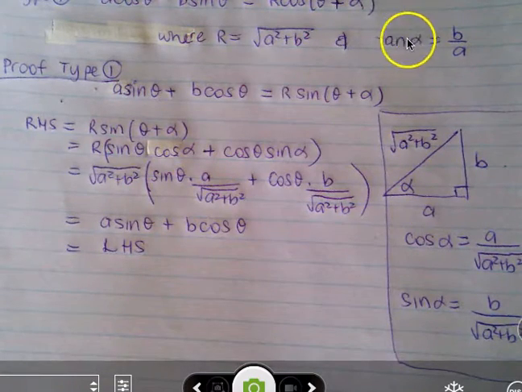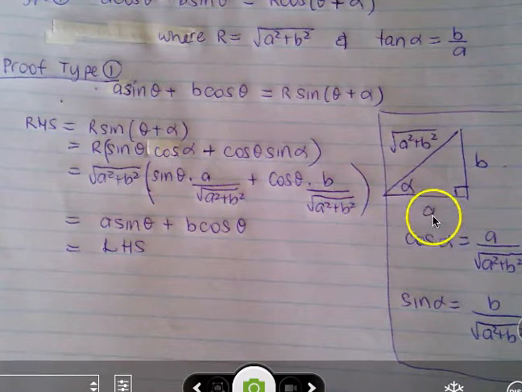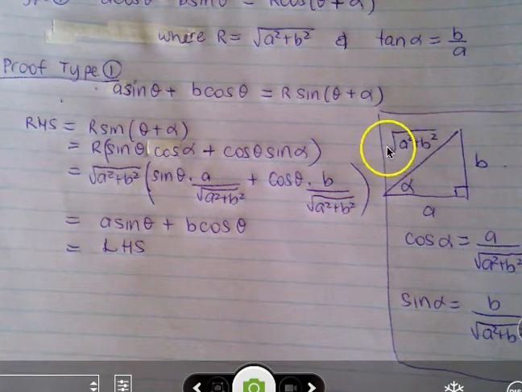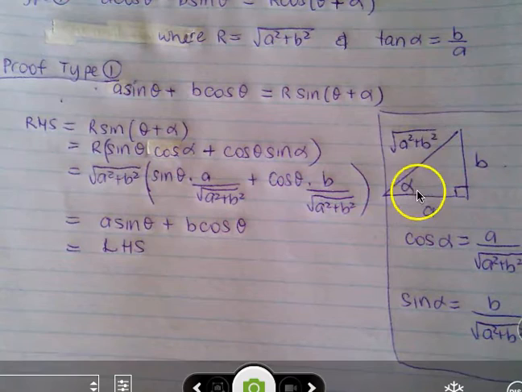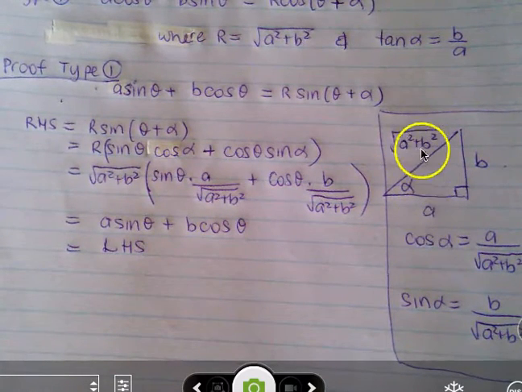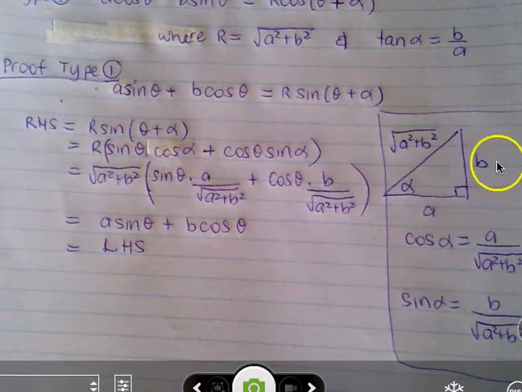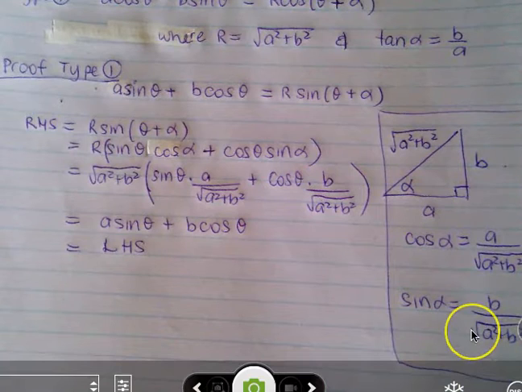So just the proof, just using tan alpha is b on a. Just working out that the hypotenuse would be the square root of a squared plus b squared. So I've got a right angle triangle here. Cos alpha is adjacent over hypotenuse, a over the square root of a squared plus b squared. Sine alpha is b over the square root of a squared plus b squared. You'll never really need to do this proof.